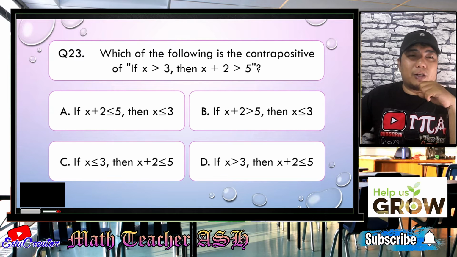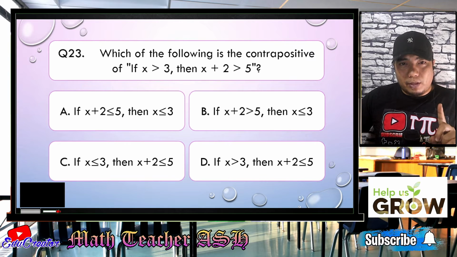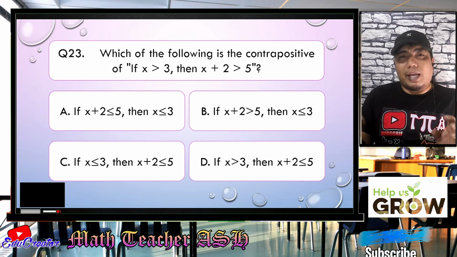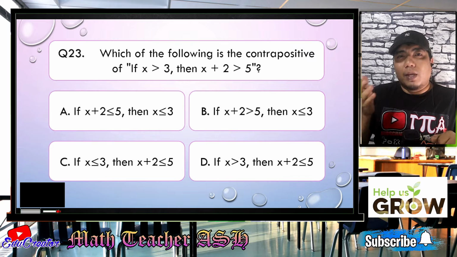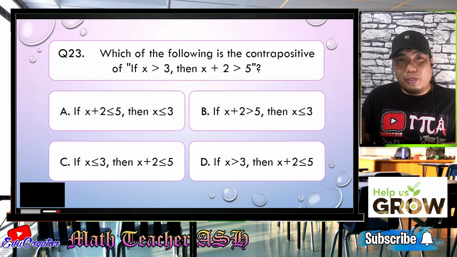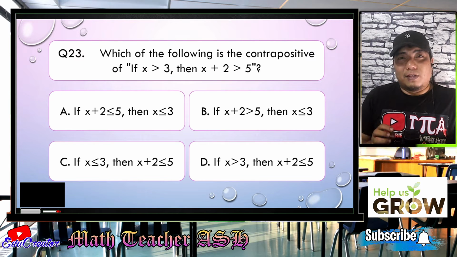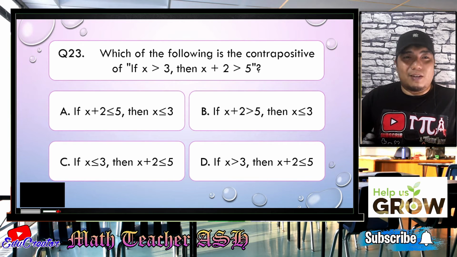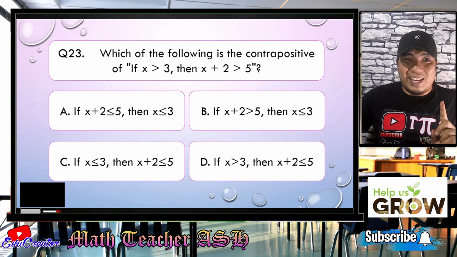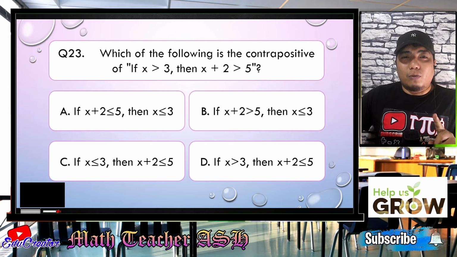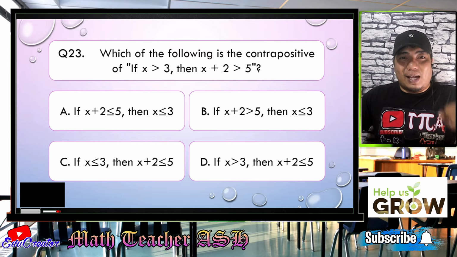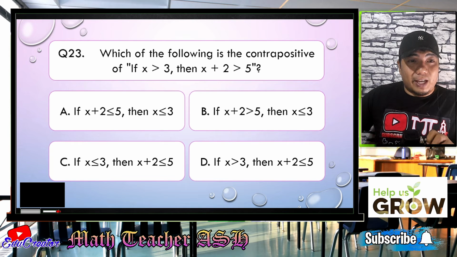Alright, my dear math learners, if you remember our statement earlier, the contrapositive statement is equivalent to the conditional statement. It means that if the conditional statement is if A, then B, the contrapositive would be if not B, then not A. Basically, we start with our conclusion, so the negation of x plus 2 is greater than 5. How do you negate greater than? The opposite of greater than is less than or equal to. So that is, if x plus 2 is less than or equal to 5.